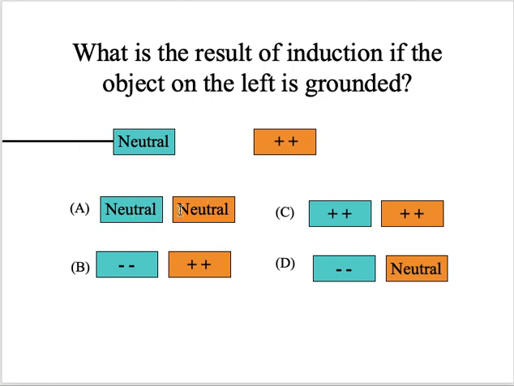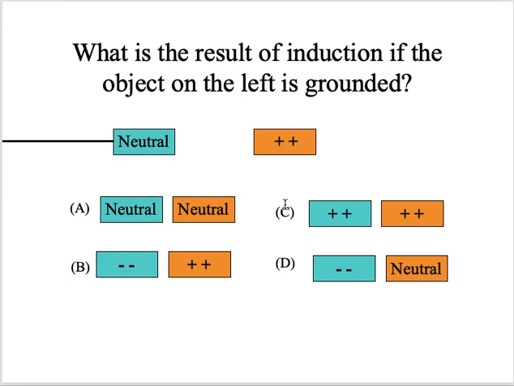So will they both neutralize? Will they both be positive? Will the one on the left be negative and the one on the right be positive, or negative and neutral? So the first thing to do is to realize nothing's going to happen with the object on the right. There's no charge transfer happening to it. So if it's +2 in the beginning, it's got to be +2 in the end. So you can eliminate A and D. So now you're down to C and B.